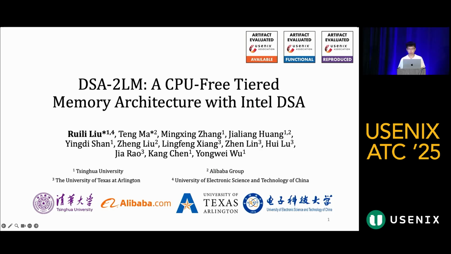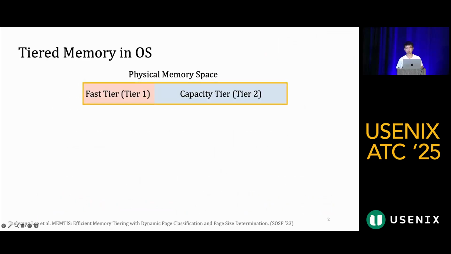I'm going to introduce our paper, DSA-based two-level memory, a tiered memory system that leverages Intel DSA to accelerate page migration. With a growing demand of data-intensive applications, such as graph processing and machine learning, tiered memory hierarchies have emerged as a solution to balance performance and cost.